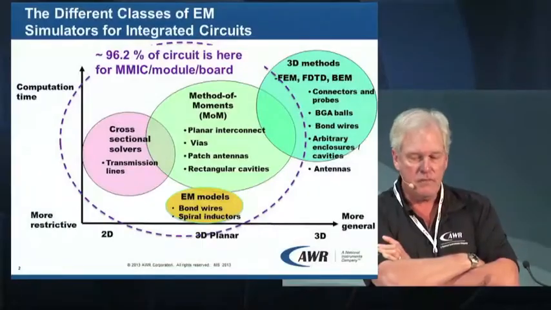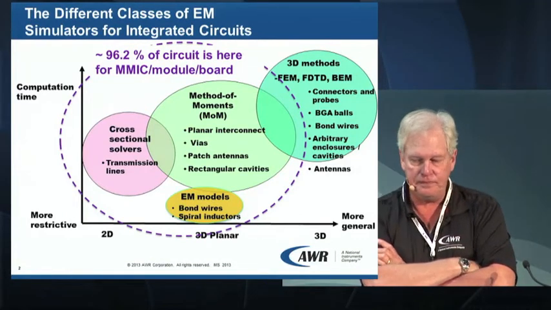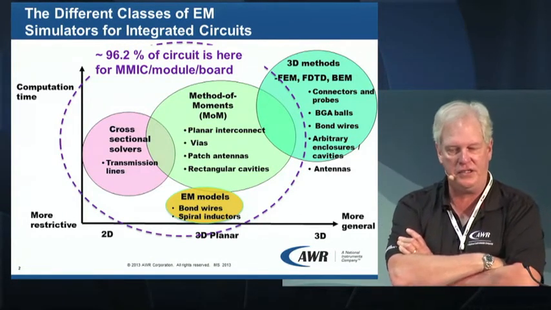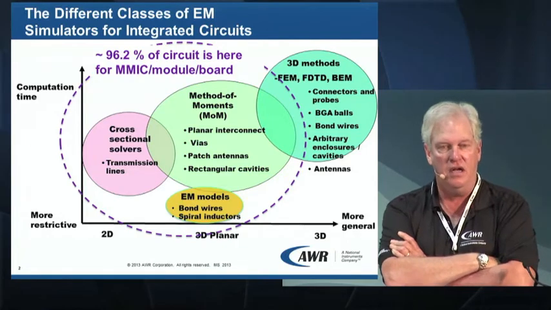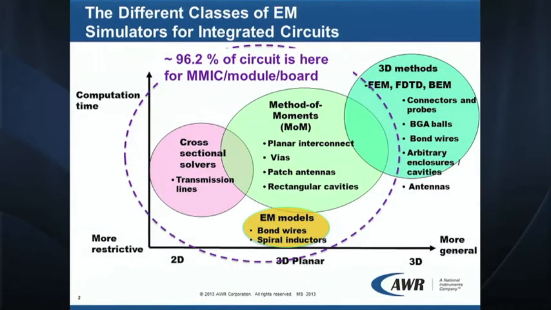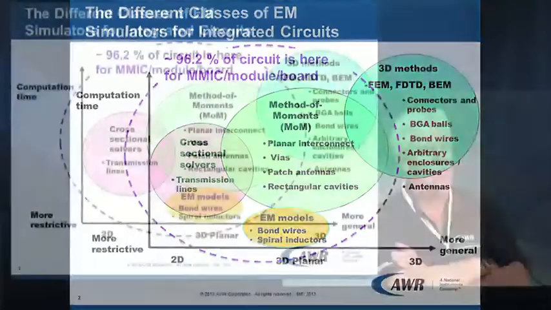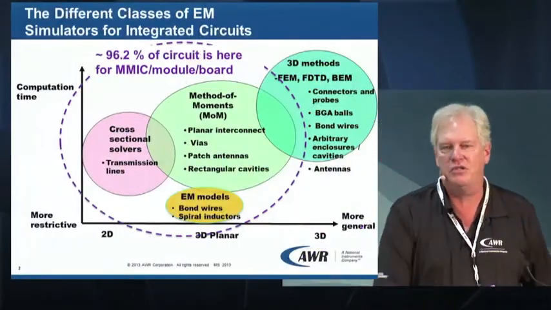There's two other things I want to point out in this slide. Notice the purple dashed oval, and it says 96.2%. Incidentally, that number comes from careful market analysis, of course. 96.2% of a circuit is here for MMIC module board. When you guys are doing your EM simulations out there, on your boards, your modules, your circuits, guess what? They're mainly planar circuits. That method of moments bubble is going to get you a long way, okay?